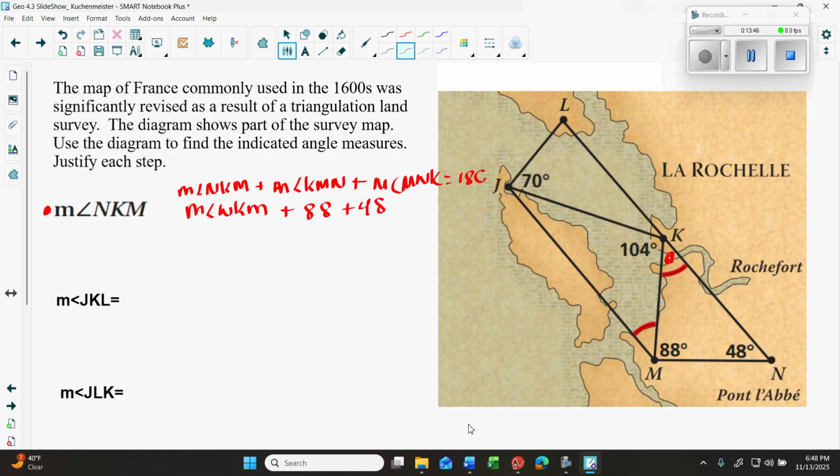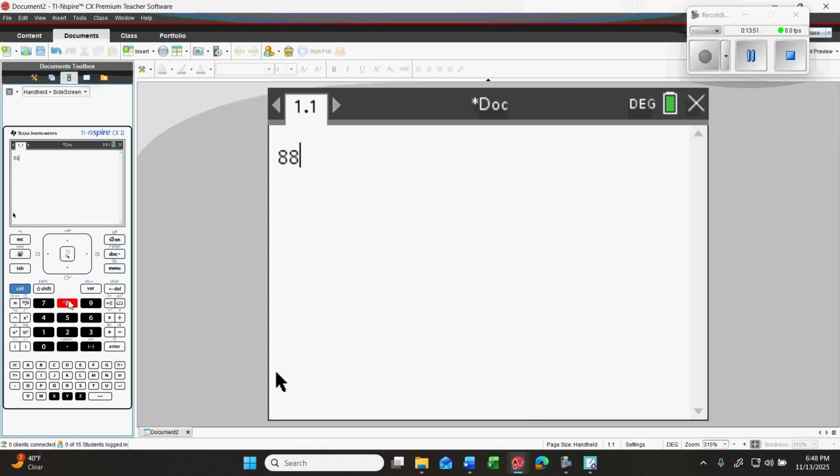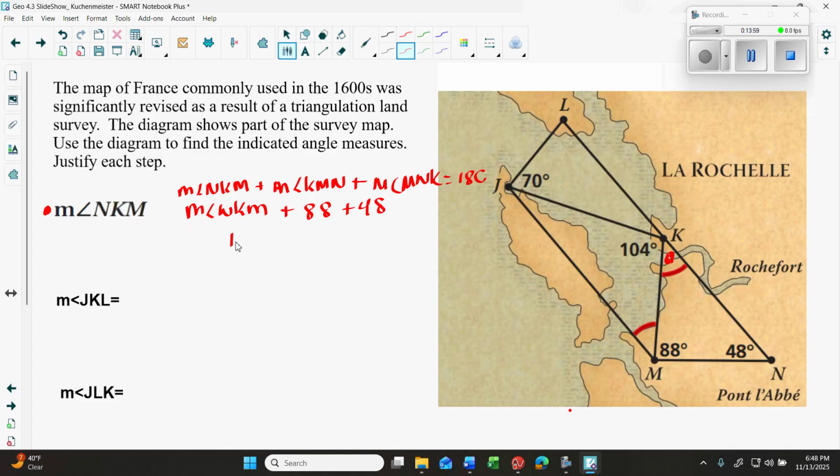All right, do some quick math here. 88 plus 48, I'm being lazy, sorry, 136. So the measure of NKM plus 136 equals 180. Subtract 136 on both sides, and we get the measure of NKM is equal to 44. So this guy is 44 degrees.